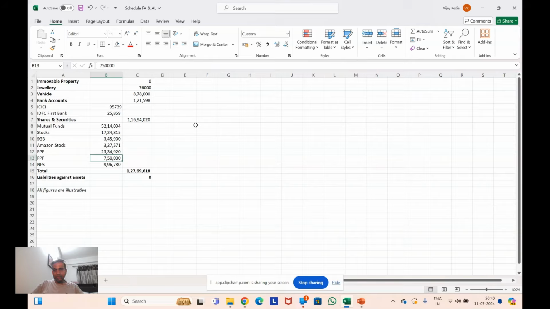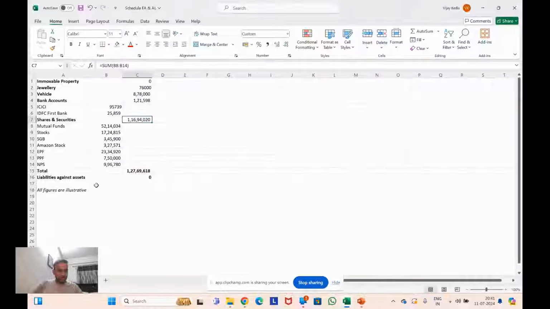Same with PPF, you take only your contribution, not the interest, right? And similarly for NPS, if you go to the NPS website, it will show you this is the amount you contributed, and this is the return on that contribution. So you can exclude that return part, take only the cost, right? So then, whatever is the total amount, you can mention it under shares and securities. And then once you declare all your assets, then you also need to declare your liabilities.